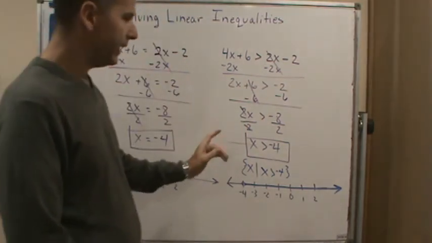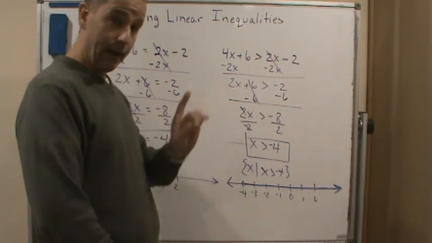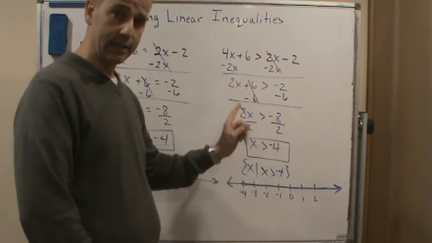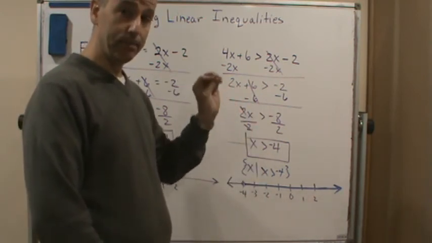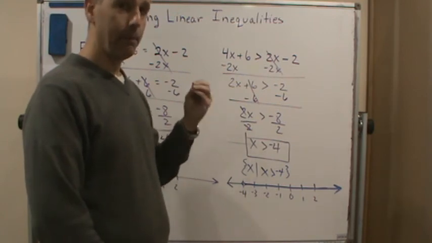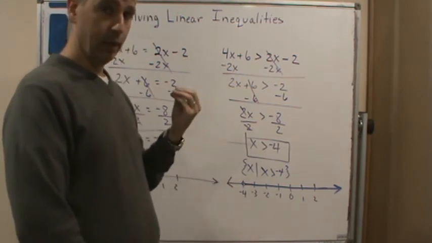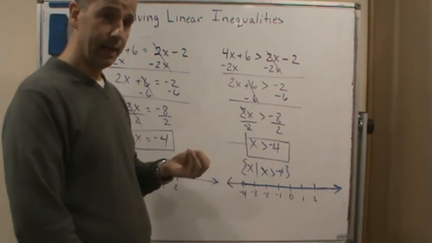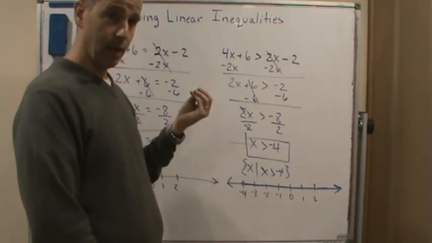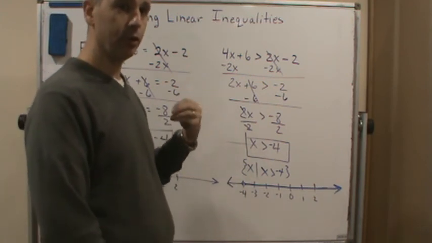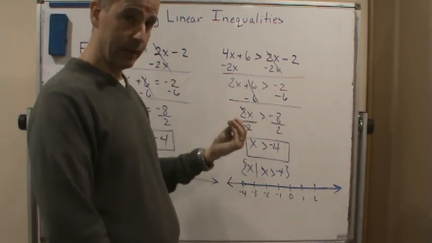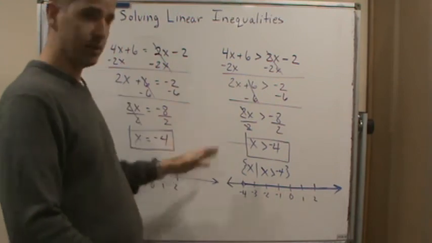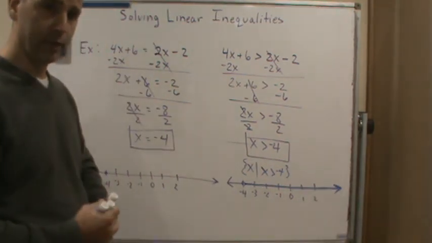The only warning that you have to watch out for, and I'm going to probably repeat this again, is when you multiply or divide both sides of an inequality by a negative number, you must flip the inequality. So let me repeat that. Anytime you multiply both sides of an inequality by a negative number, or you divide both sides of an inequality by a negative number, you must flip the inequality. As long as you remember that, then you can solve these just like you do pretty much with an equation.